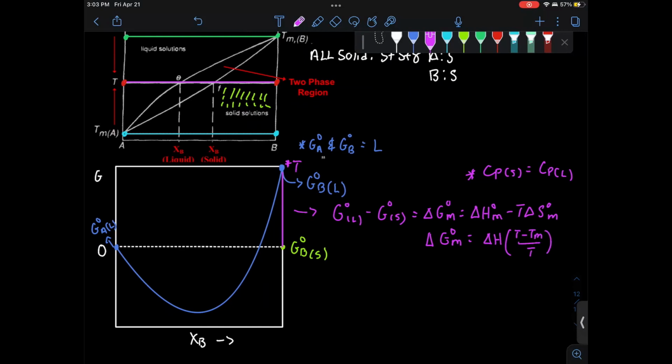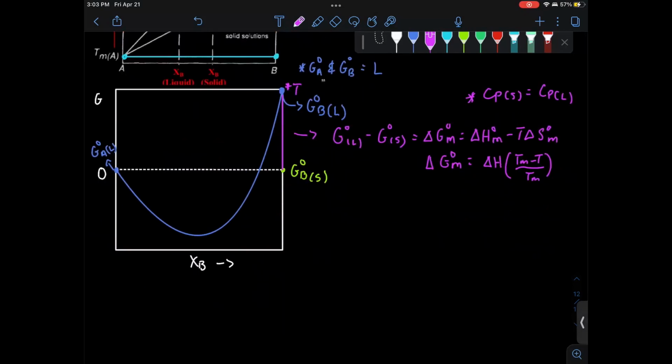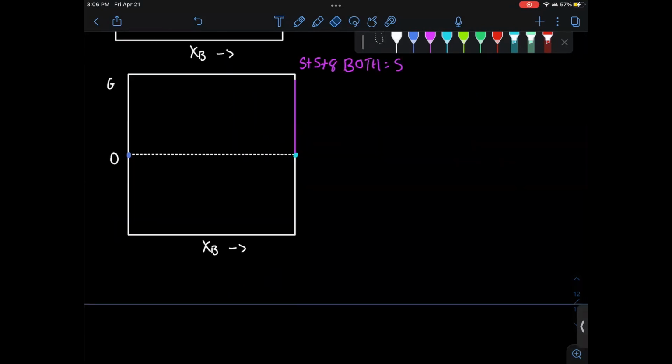Just like that. Oops, I misplaced my T's. We have our melting minus whatever temperature we're at over our melting. So this will yield a positive value. Okay, let's now do the same thing, but we're going to say both are at a solid standard state now.